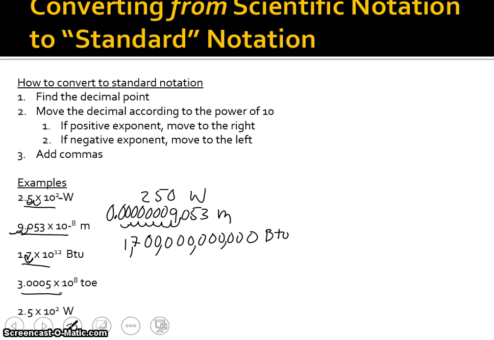Try this one. So we're moving 8 places over. So 1, 2, 3, 4, and then we need 4 more zeros. Don't forget your unit, TOE, comma, comma. And the last one here, we're going over 2 places. Oh, I see what happened. That's okay. 250 watts, same as before. Okay, so that's how you go from scientific to standard notation.